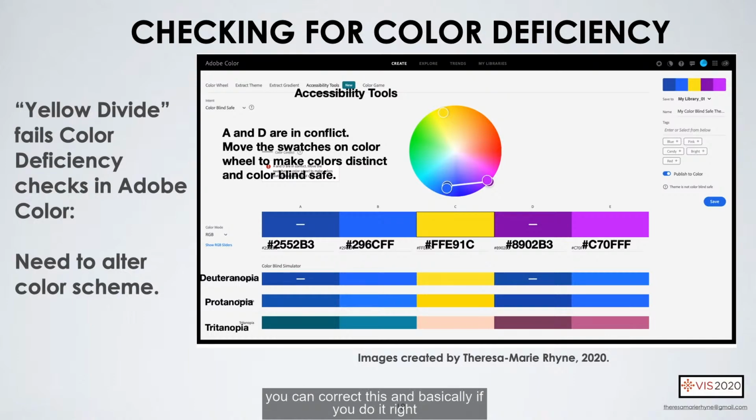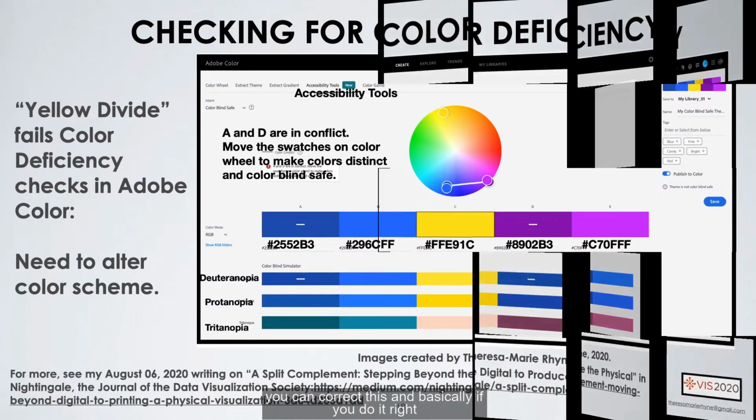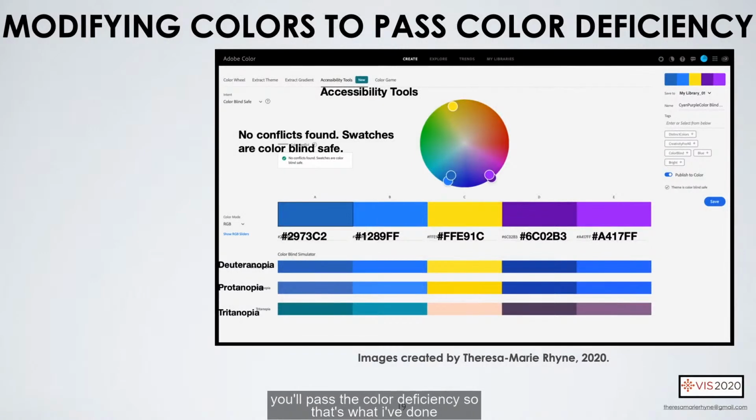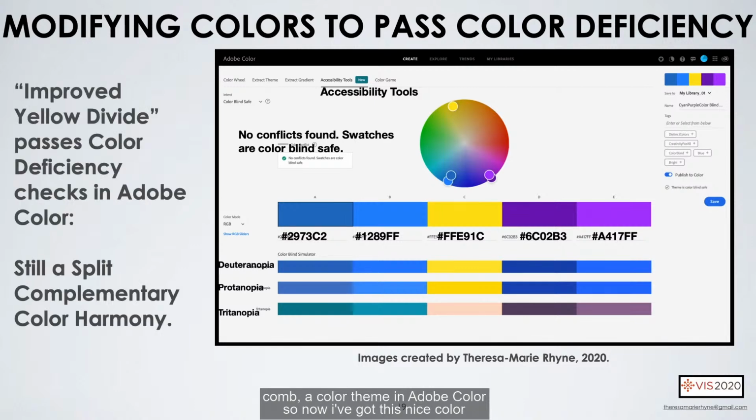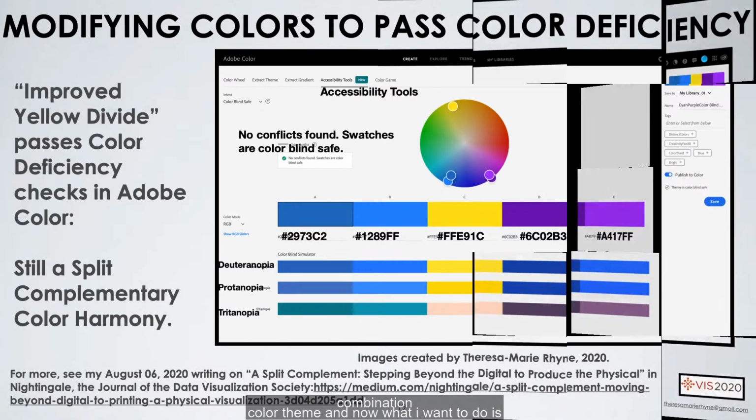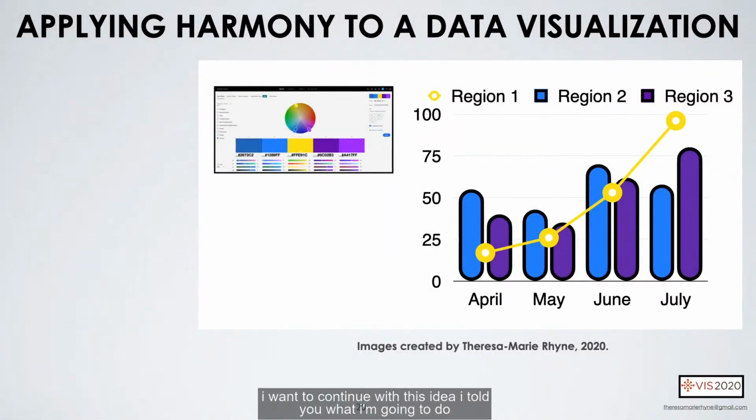So it basically allows you to correct it. You can correct this, and if you do it right, you'll pass the color deficiency check. So that's what I've done. I moved my colors over, and I've now got a colorblind safe color theme in Adobe Color. It uses color blindness rather than the words color deficiency. So now I've got this nice color combination, color theme. And now I want to continue with this idea.